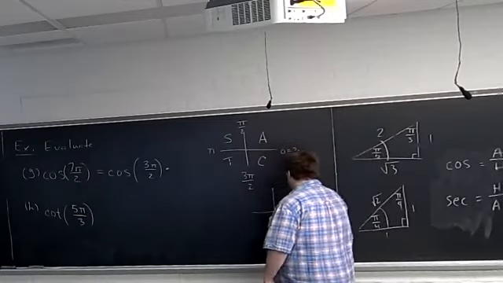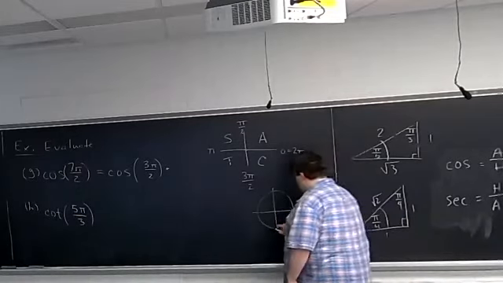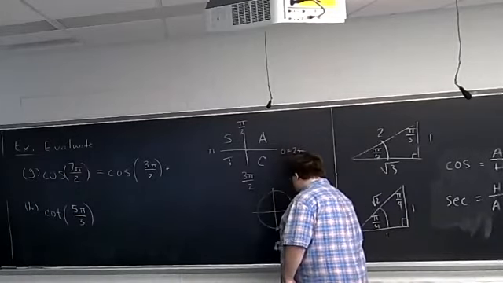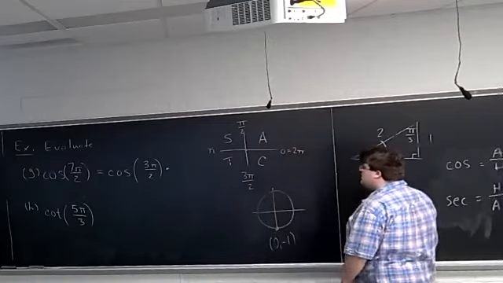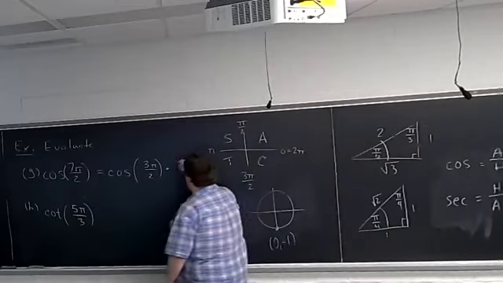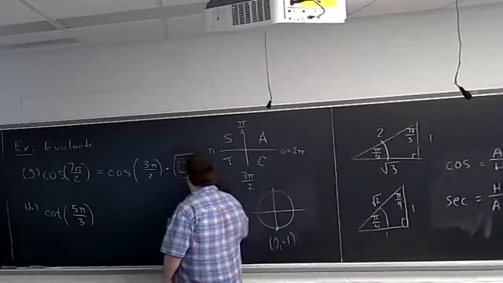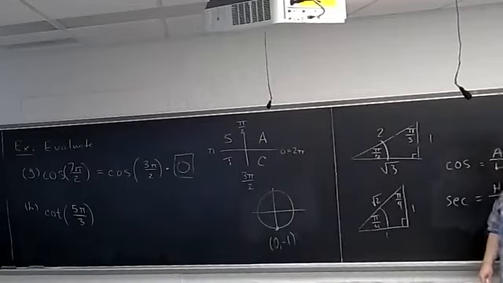What is the cosine? Well, we'll take our unit circle. This point is 0, negative 1. Cosine is the x value, which is 0. Any questions about that?